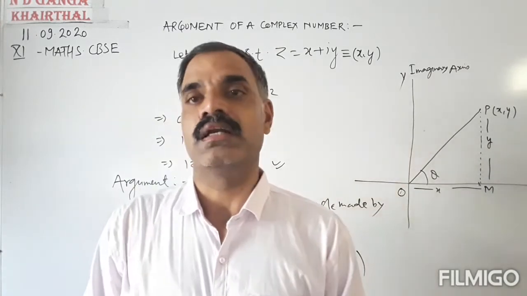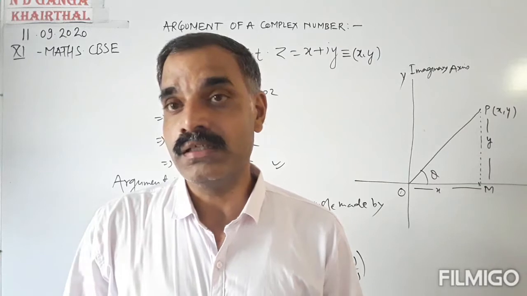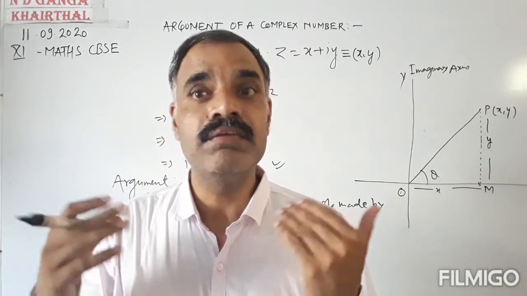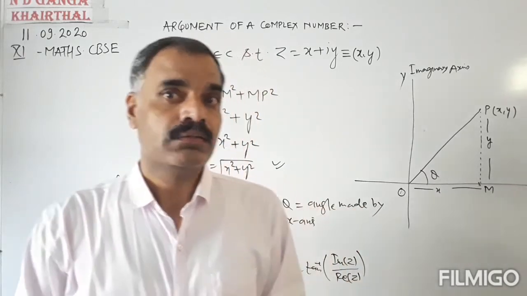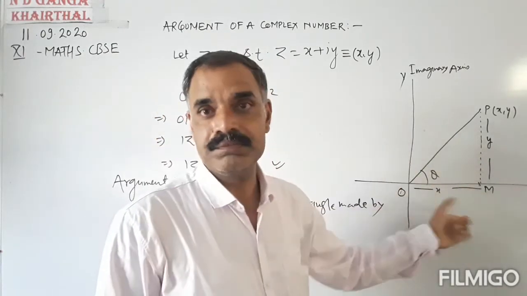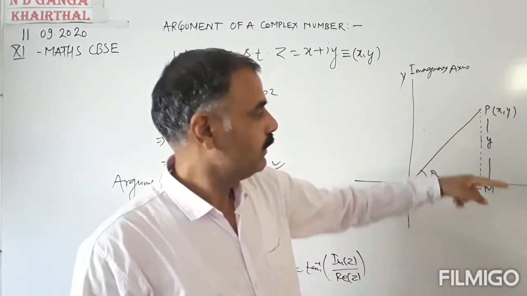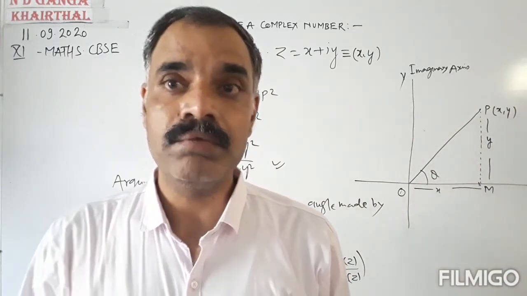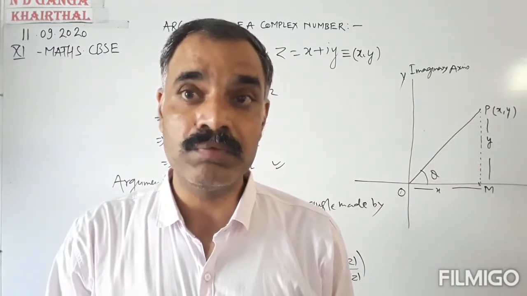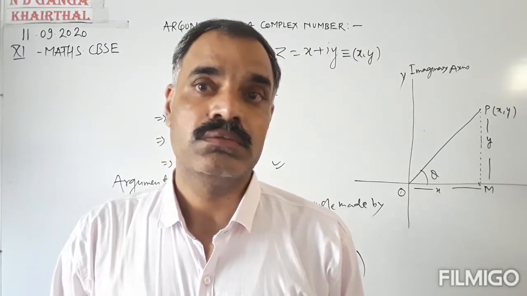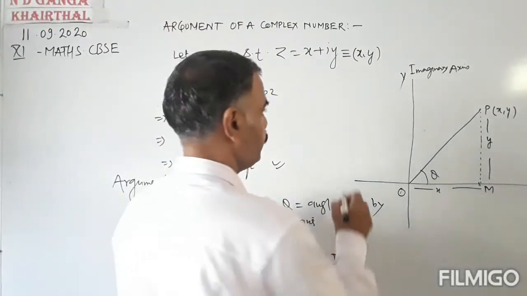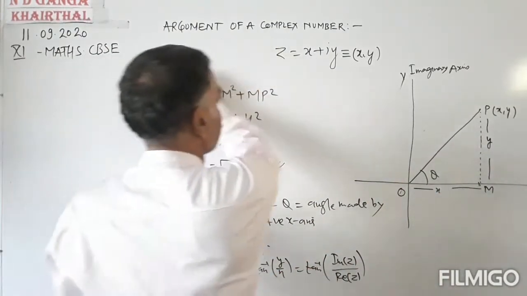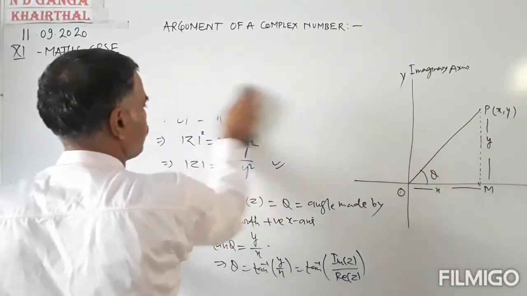Now this amplitude has infinitely many values, after the interval of 2 pi in the anti-clockwise direction. But there is a particular value, that is the principal argument or principal amplitude, which lies between minus pi and plus pi.